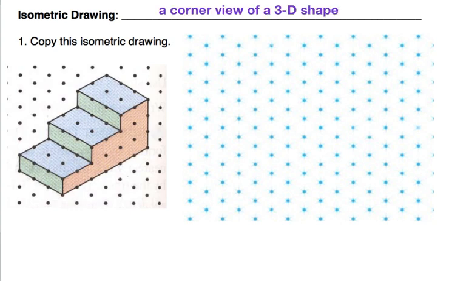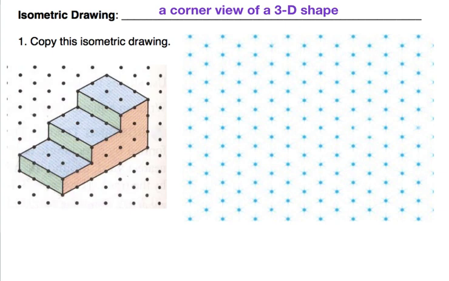An isometric drawing is drawing a three-dimensional shape so that you have a corner view and it actually looks three-dimensional, like this. Once you copy down this definition on the blank, you're going to practice creating an isometric drawing. You're going to copy this isometric drawing onto the dot paper to the right. I'm going to give you a couple tips to get started.